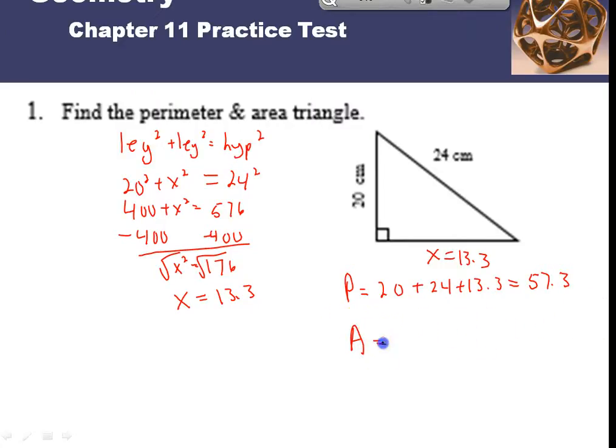So the area of a triangle, remember, is the base times the height divided by 2. So I find the right angle. Here's the right angle. The two sides that make up the right angle are 20 and 13.3. So those are what I'm going to multiply together and divide by 2. So that should end up giving me 133. And this would have been centimeters, and this would be centimeters squared. Okay?